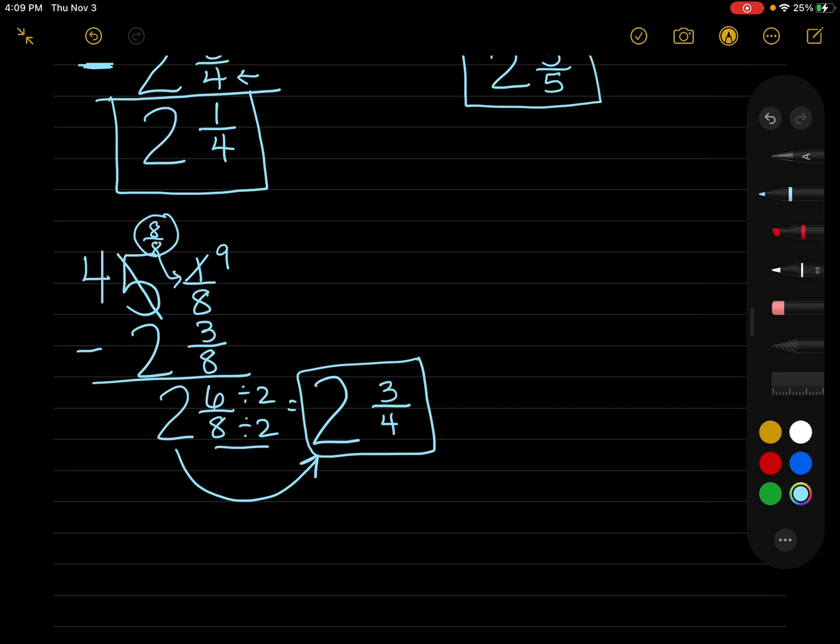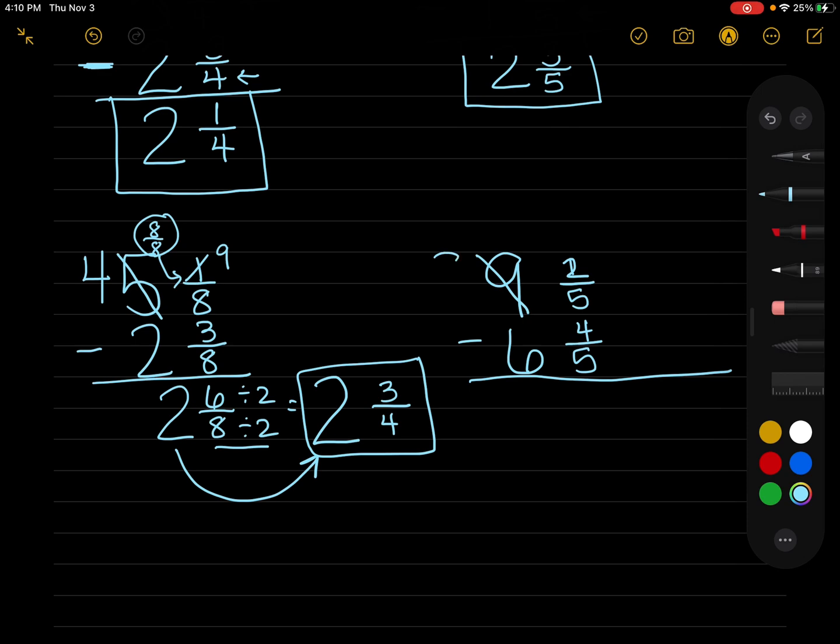Okay, let's say 9 and, let's see, I did 8ths on that one. Let's do 5ths. Let's do 2/5 minus 6 and 4/5. Okay, I can't take 4/5 away from 2/5. If I had 2/5 of a pizza, I can't take 4/5 away from it. So that tells me that I need to borrow.